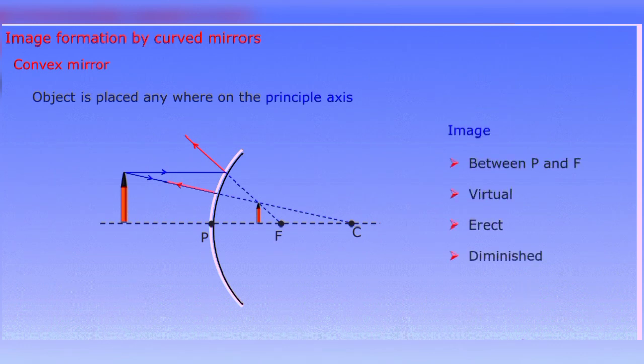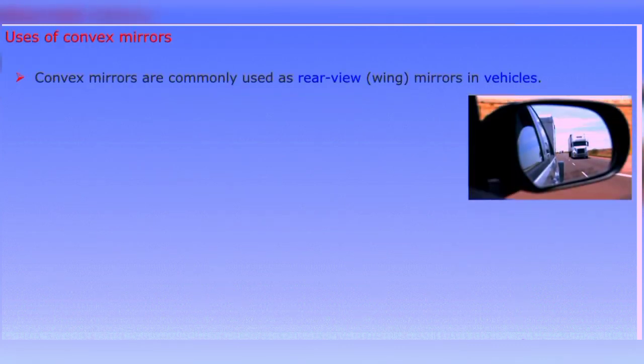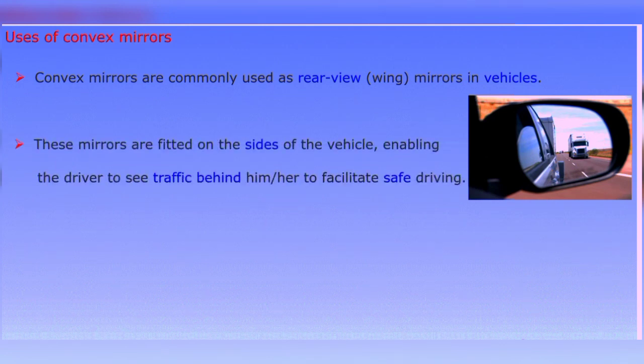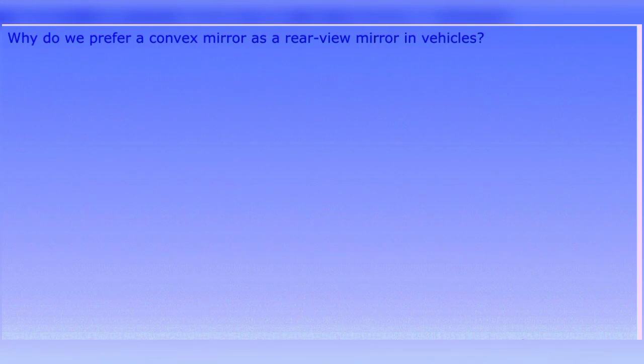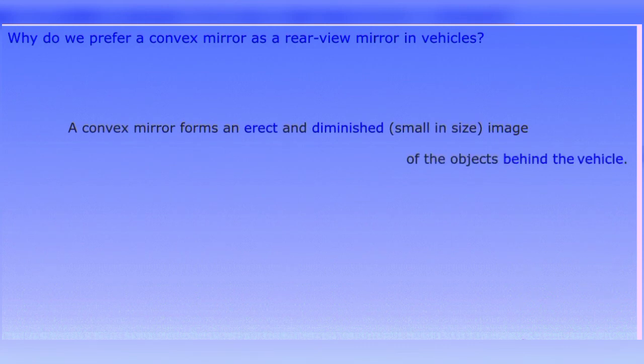Now the uses of convex mirror. Convex mirrors are commonly used as rear view mirrors in vehicles. These mirrors are fitted on the sides of the vehicle, enabling the driver to see traffic behind to facilitate safe driving. Convex mirrors enable the driver to view a much larger area than a plane mirror. Now the question is, why do we prefer a convex mirror as a rear view mirror in vehicles? The simple answer is a convex mirror forms an erect and diminished image of the object behind the vehicle. So the field of view behind the vehicle is increased.